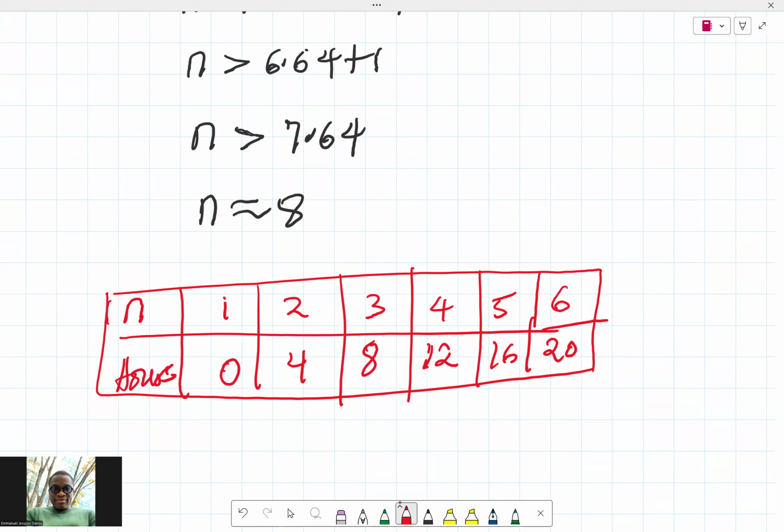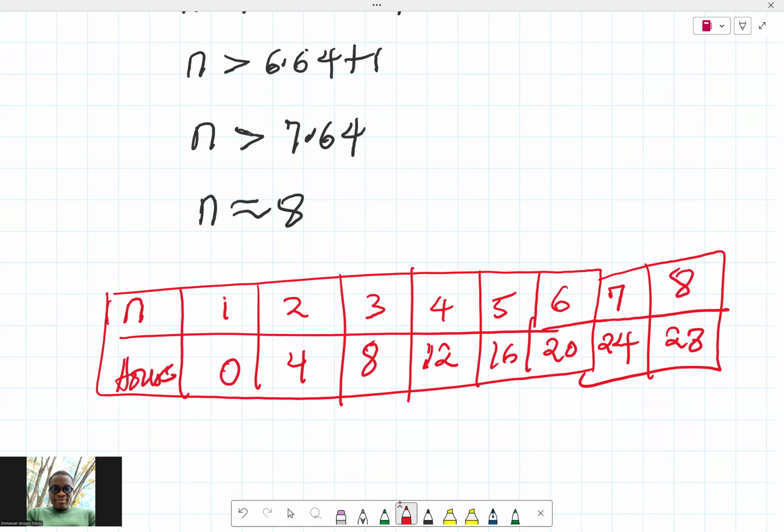Don't forget, we are looking for n equals 8, right? So we're almost there. After another 4 hours, that is 24, n is 7. After 4 hours, that's 28, and n is 8. The n we have is approximately 8 because n is greater than 7.64. So the value of 8 corresponds to 28 hours.